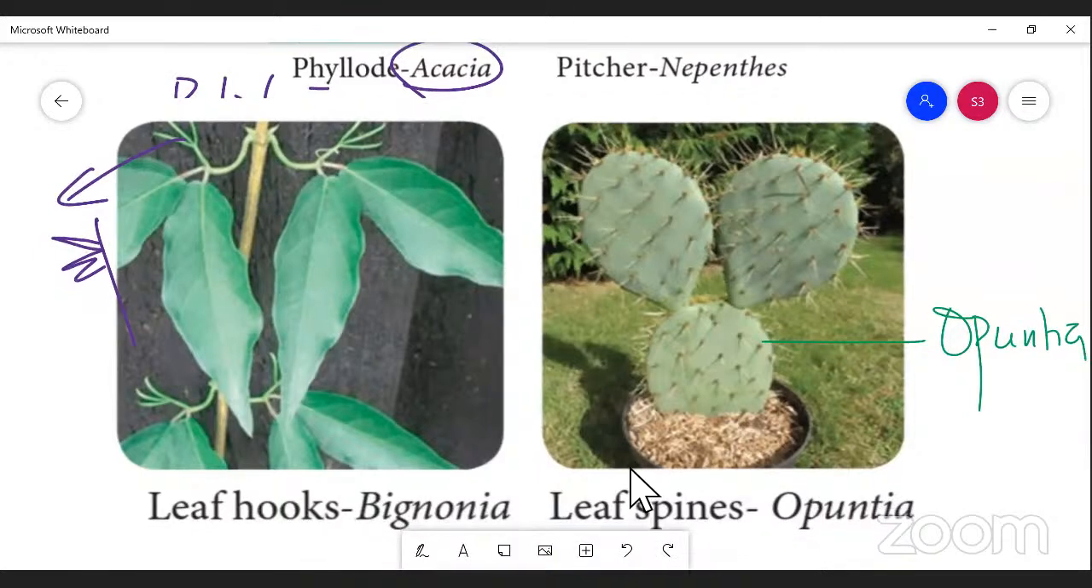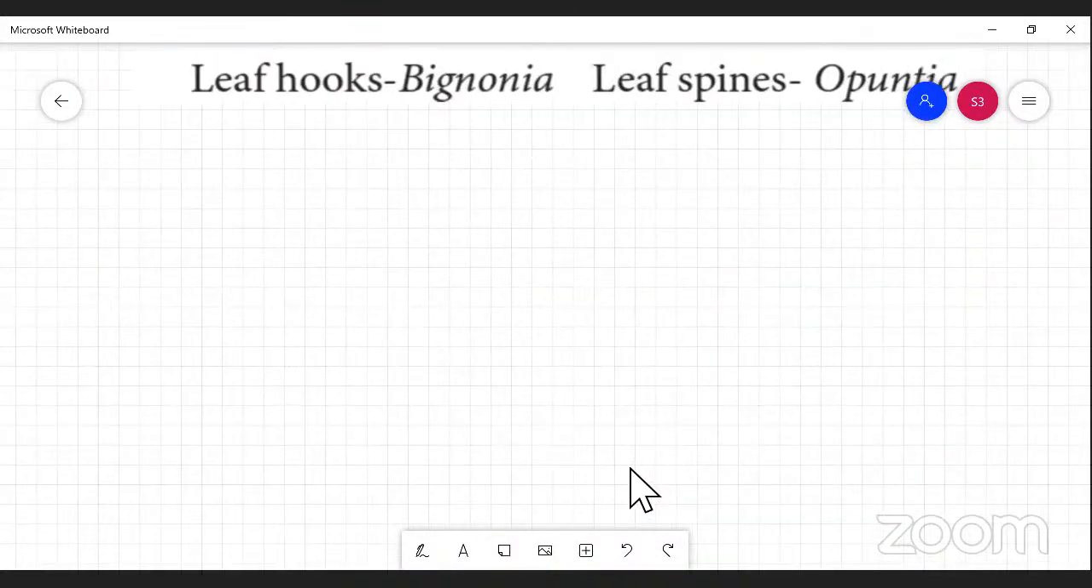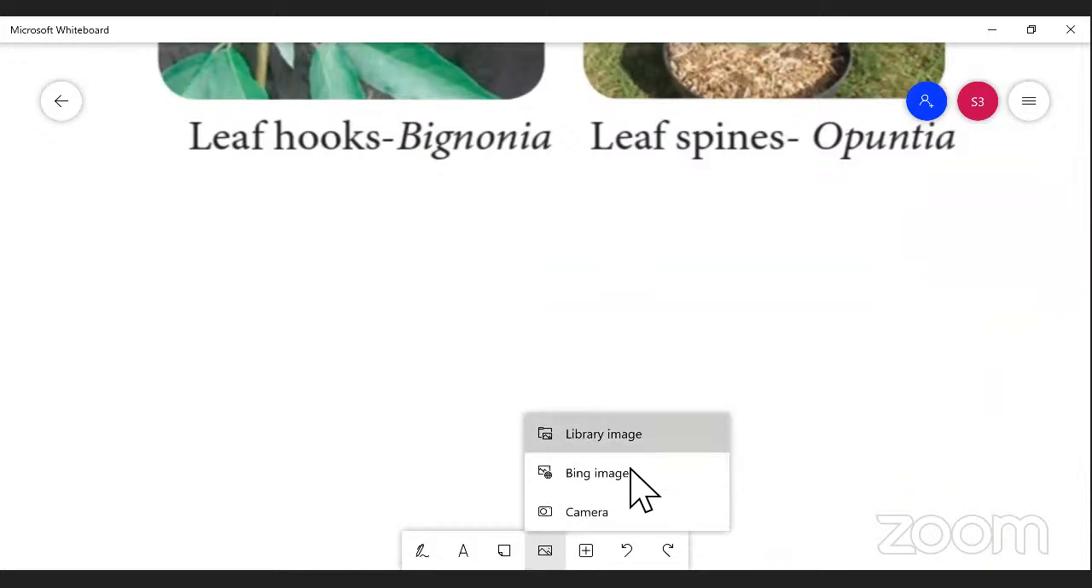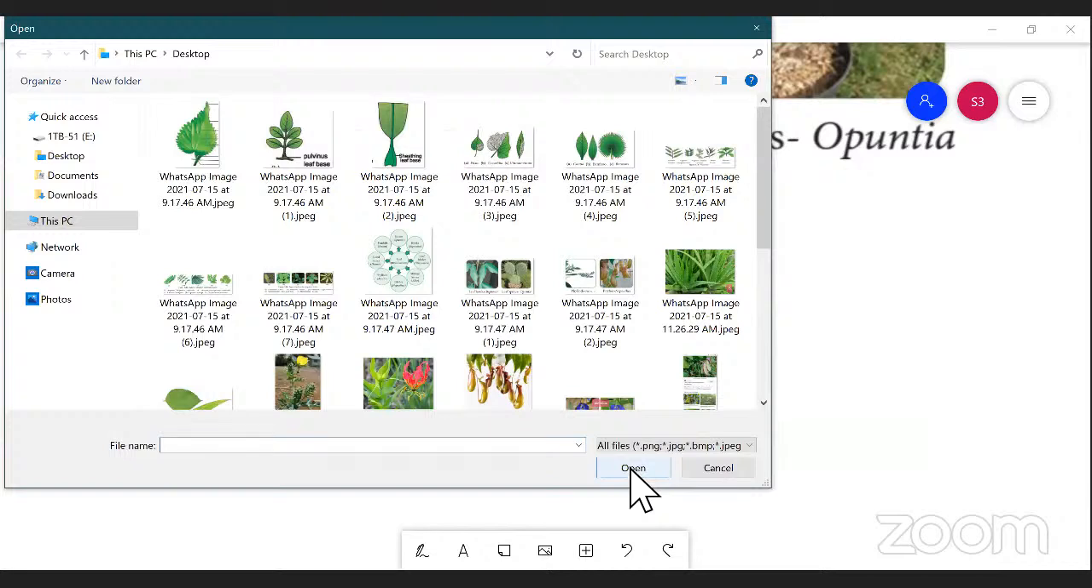Okay, my dear students, one more example. I am going to give an example that is a bladder, right? The bladder is a very interesting topic.